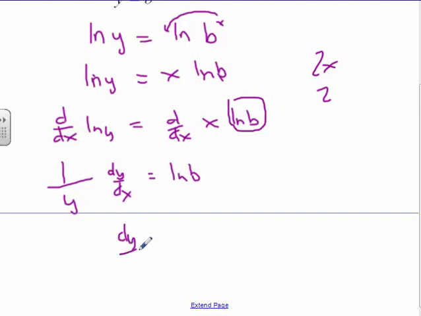Last step, I want to get dy over dx by itself, and so it's going to be equal to y ln b.